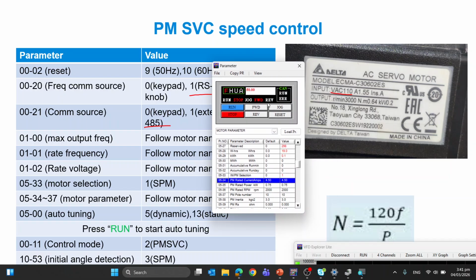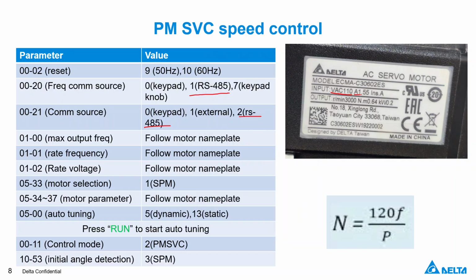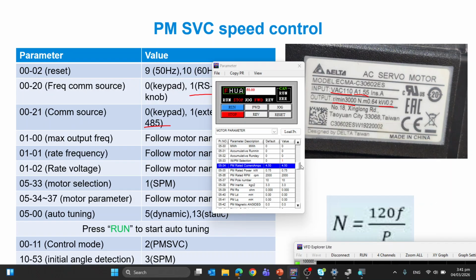Okay, then I set up the PM rated current, PM rated power, PM rated RPM. For the current, for this one is 1.55. For the power is 0.2 kilowatt, and the RPM is 3000. Okay, then I set it up: 1.55, 0.2 kilowatt, and 3000 RPM.